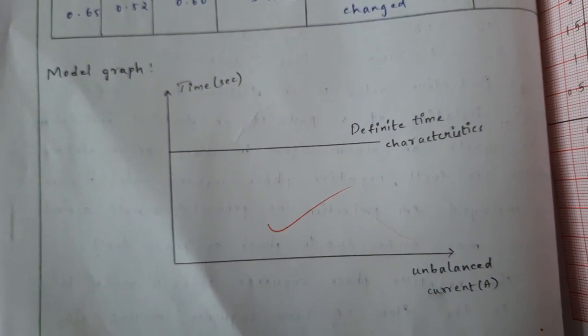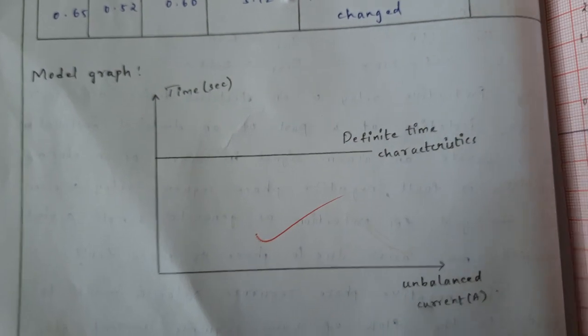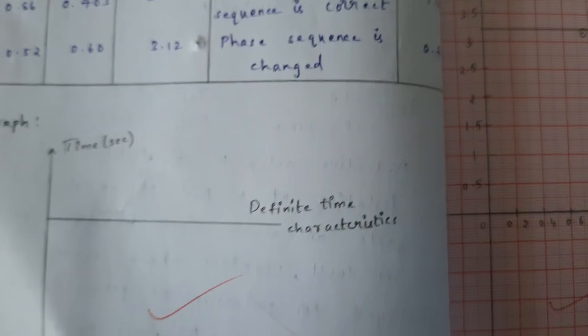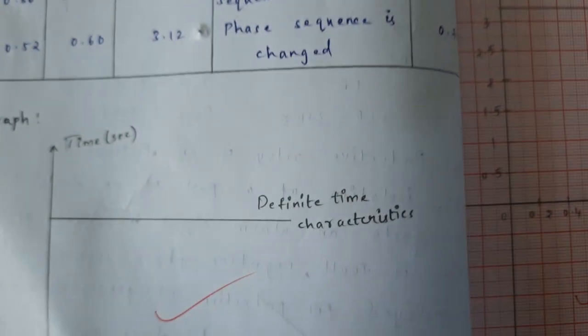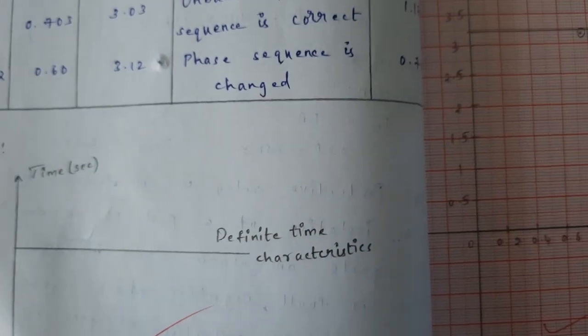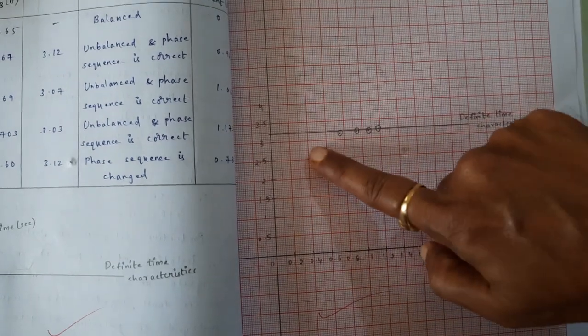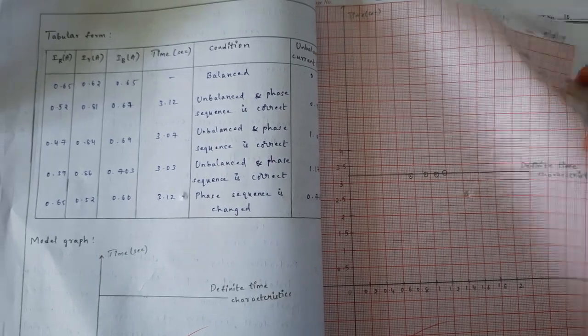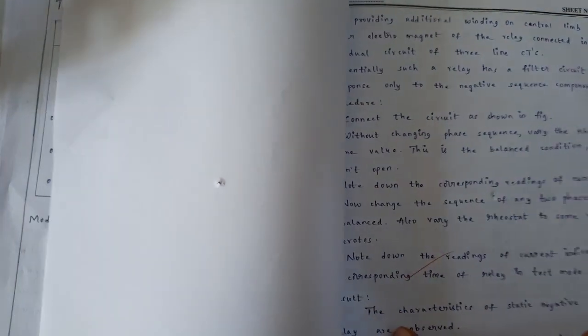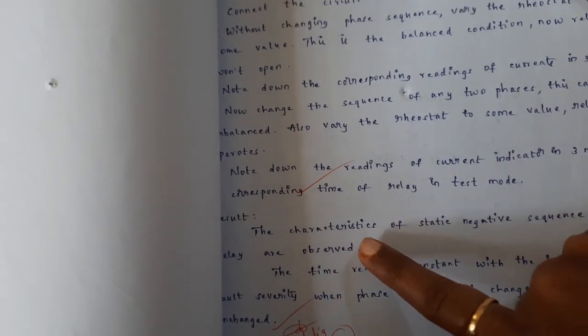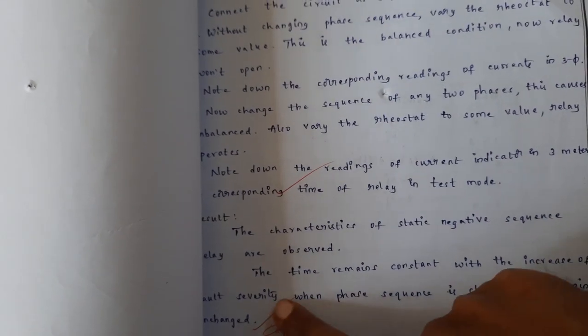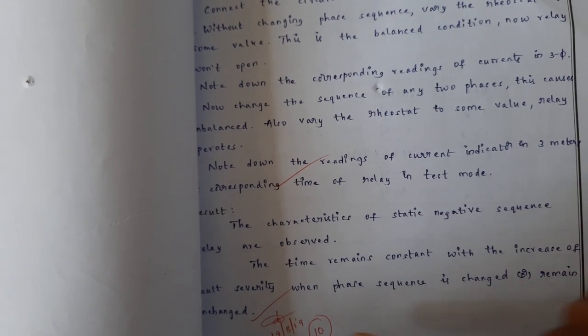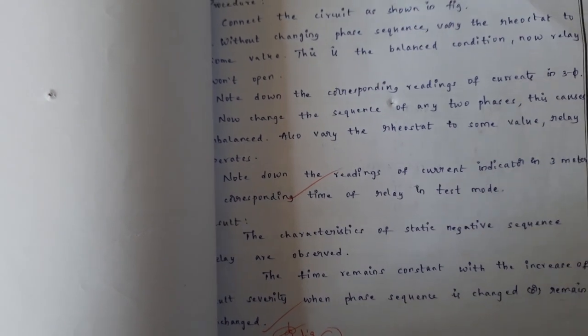After that you have to draw the graph between time versus unbalanced current. Here we know that for every value the relay operates for constant time. That's why we are getting the graph like this. Please draw all these things and conclude the experiment. Write down the result. So here the time remains constant with the increase of fault severity when phase sequences are changed or unbalance is created. Thank you.